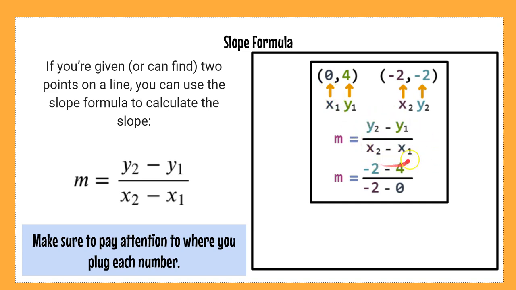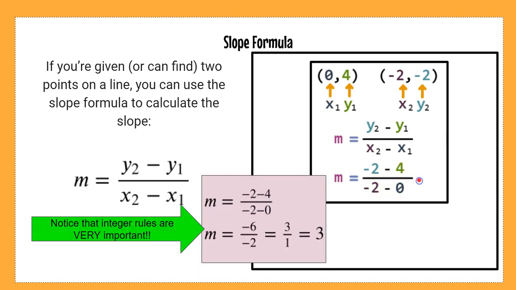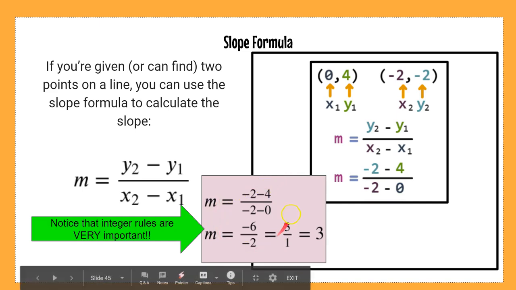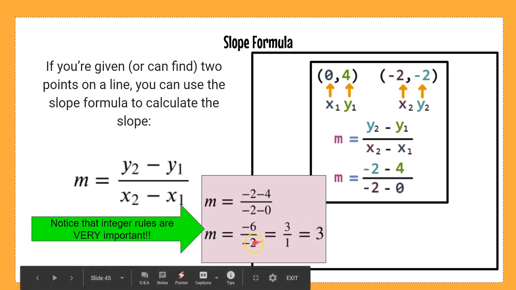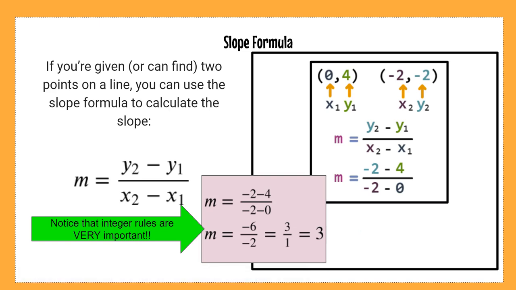So when I work that out, -2 minus 4 over -2 minus 0, what happens? When I do that subtraction, -2 minus 4 is -6, and -2 minus 0 is -2. Pay very close attention, because integer rules are so important when we're using the slope formula. -6 over -2 simplifies to 3 over 1. Remember, negative divided by a negative. So our slope is 3. I don't have to have a graph. As long as I'm given 2 points, I can find the slope between them.